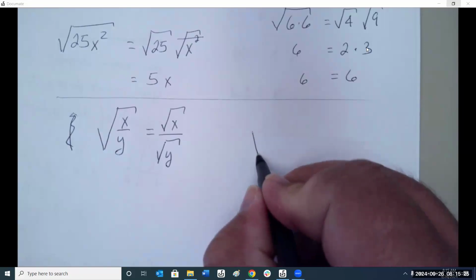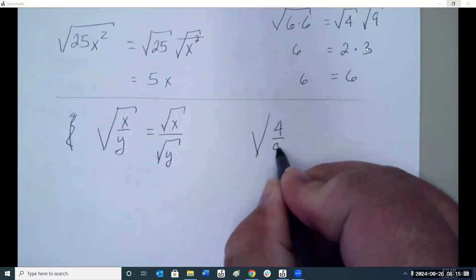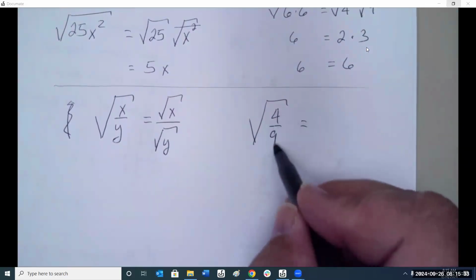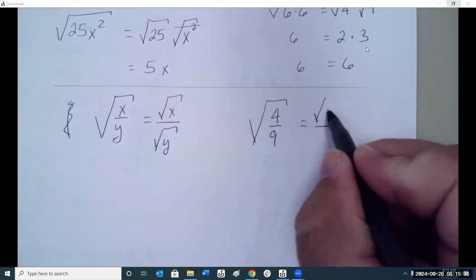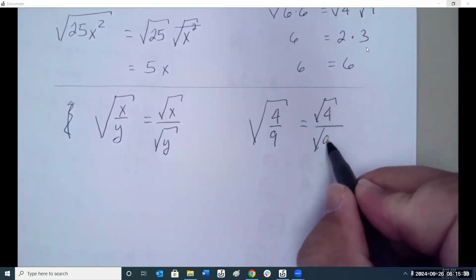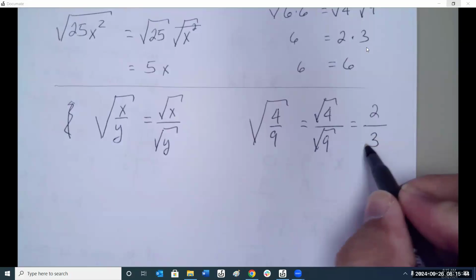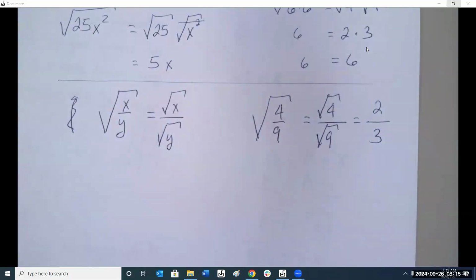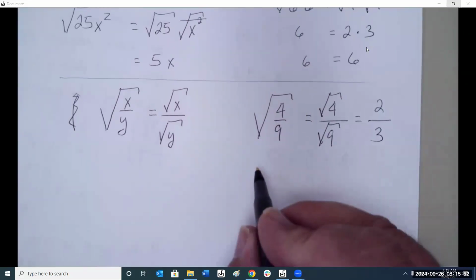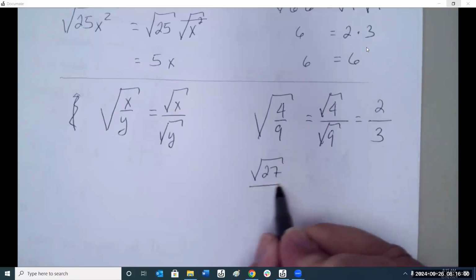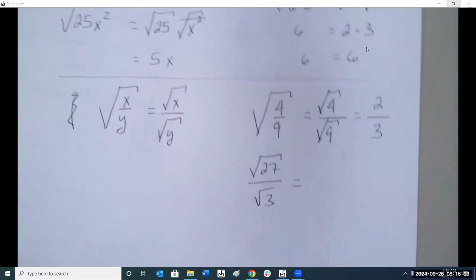So let's say we had the square root of 4 over 9. We can't do anything with these two, so we can split them up, see if that does anything for us. Square root of 4 is 2, over 3. So you can put the equation in any way you want to. For example, that one.